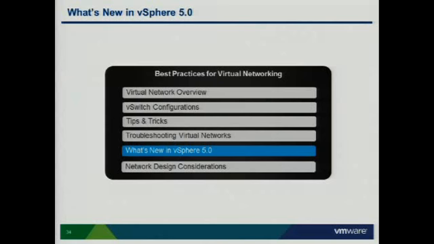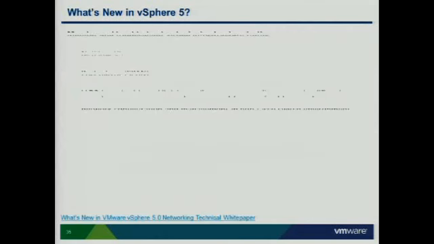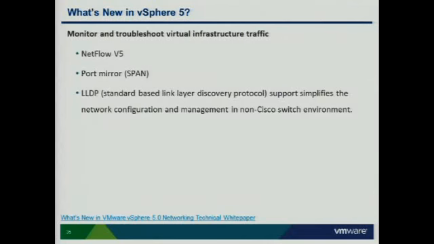Okay, that's good. So I just wanted to cover a little bit of what was new in networking in vSphere 5. So some of the new things to watch for, so we can monitor and troubleshoot virtual infrastructure traffic. So we have NetFlow version 5 implemented. We can do the port mirror and span, similar to the physical side now. And then we also support LLDP, so that's a more standards-based link layer discovery protocol. So that will help support and simplify the network config and management in the non-Cisco switch environment. So earlier we talked about CDP, but that was Cisco proprietary. You can only run that for Cisco devices.